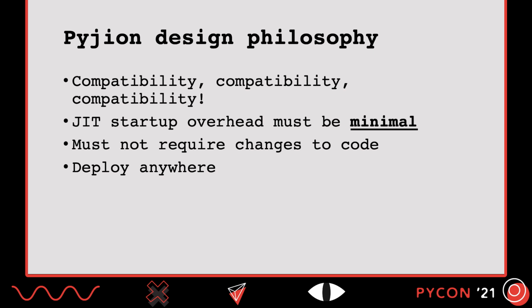And lastly, I want this to be able to be deployed anywhere. So if you're using a cloud environment where you don't control the Python that's installed, you should be able to pip install and import Pyjion. This opens up opportunities for all sorts of PaaS platforms where you can add this to optimize your existing code.